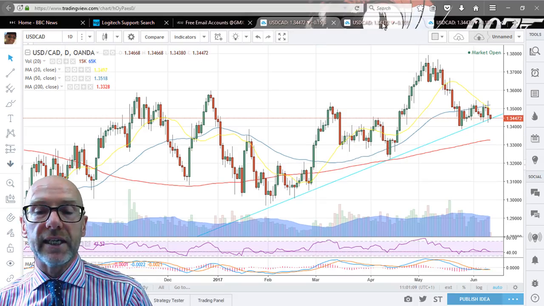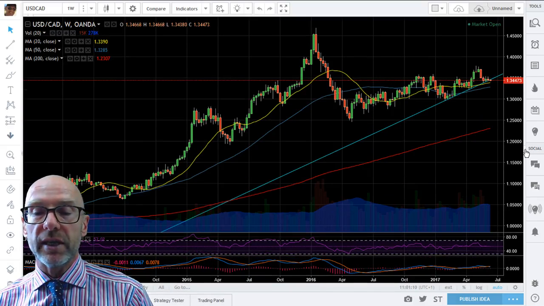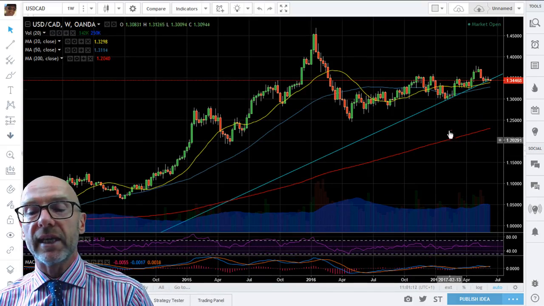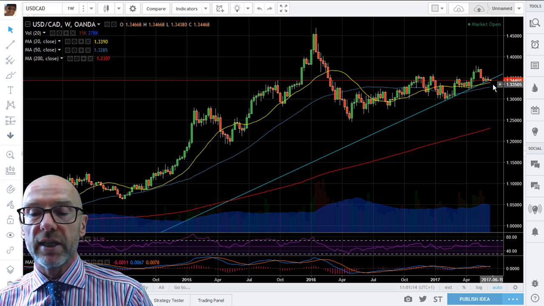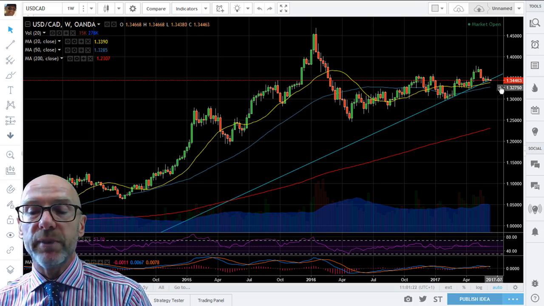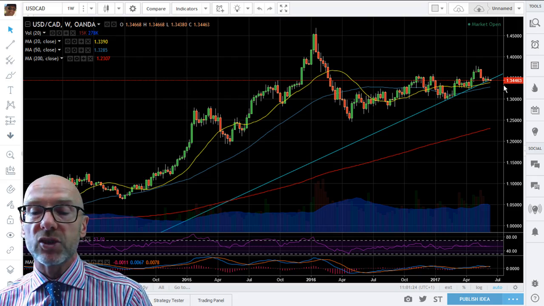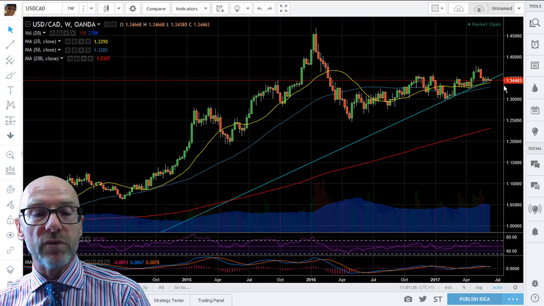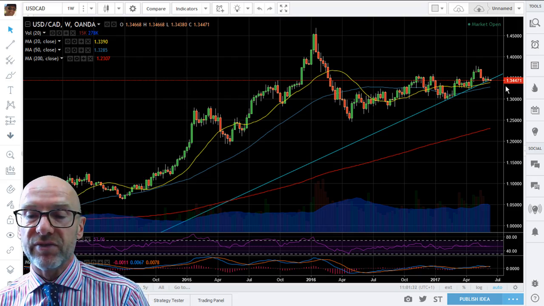Looking at the longer term picture, and here we have the weekly. Again, you can see that downtrend. You can see that we're trading but virtually slightly below it on the weekly. You can see there is immediate support from the rising 20 and 50 week moving averages at 133.90 and then 132.85.